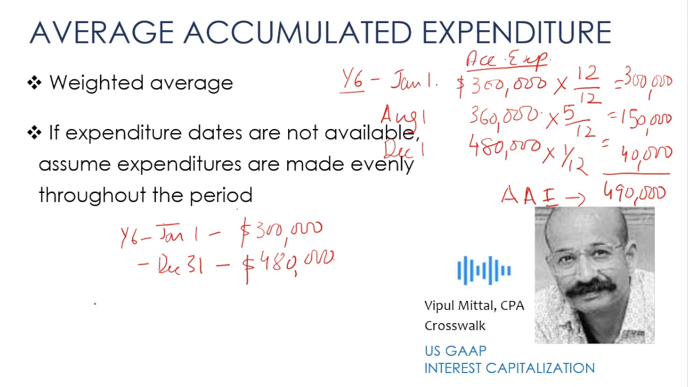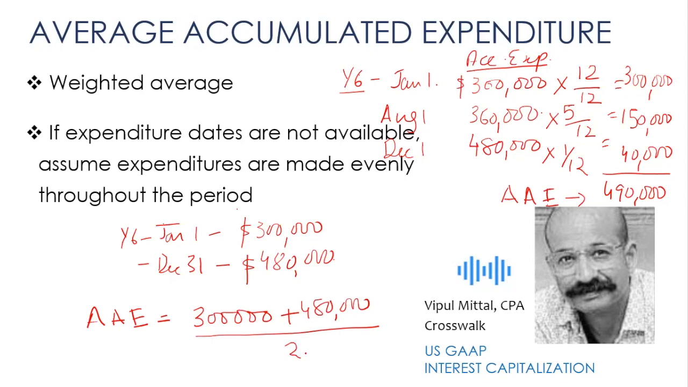So how do you calculate average accumulated expenditure? You take the beginning balance, you add the ending balance to it, and divide it by 2. So it is $390,000. This is your average accumulated expenditure, and this is what you use in calculating your amount of interest to be capitalized. If you're provided with the dates of expenditure, then you can accordingly calculate your weighted average. But if expenditure dates are not available, this is how you do it, because you make an assumption that expenditures are made evenly throughout the year.